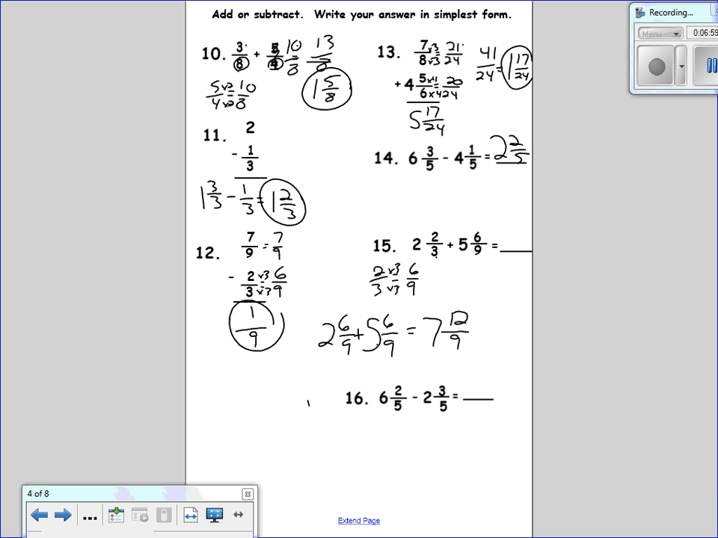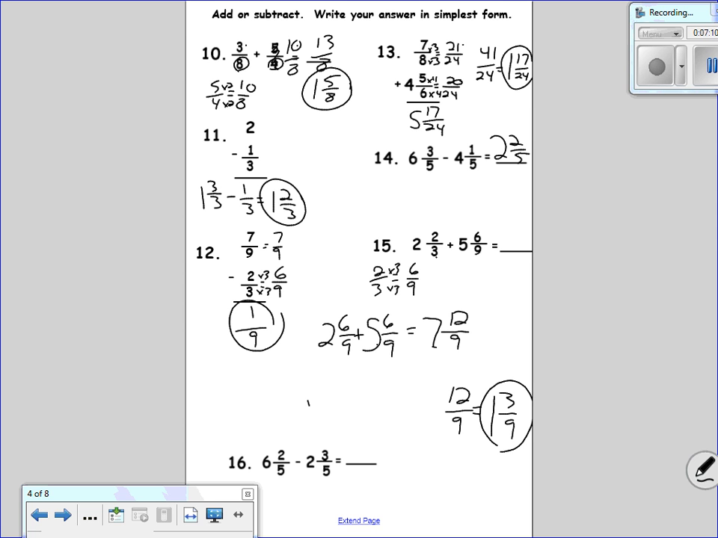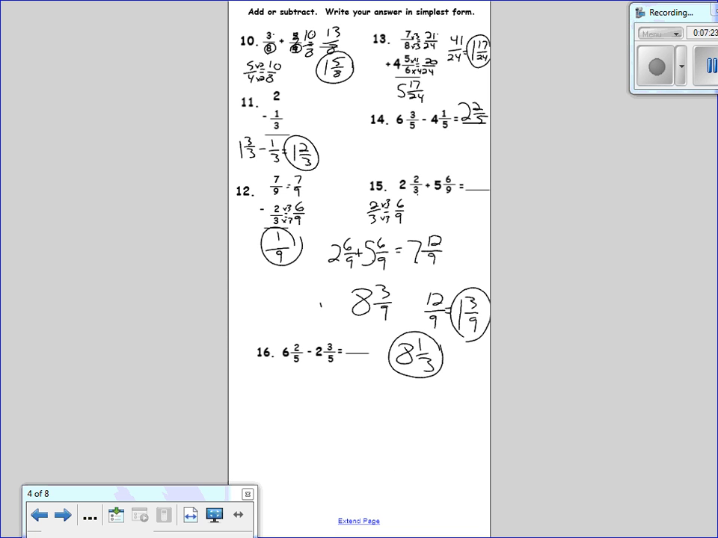12/9, kids. We have to pay attention. I can't leave that my answer like that. 12/9 equals 1 and 3/9. I'm going to add 1 and 3/9 to 7, so my answer is 8 and 3/9. If I reduce that down, it's 8 and 1/3. Wow, that got messy. Let's try and write as neat as possible. Hopefully that helped you out.